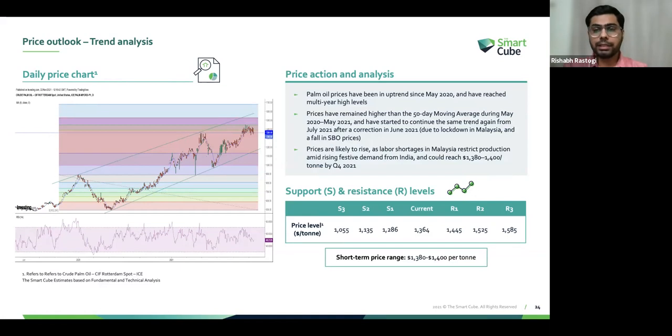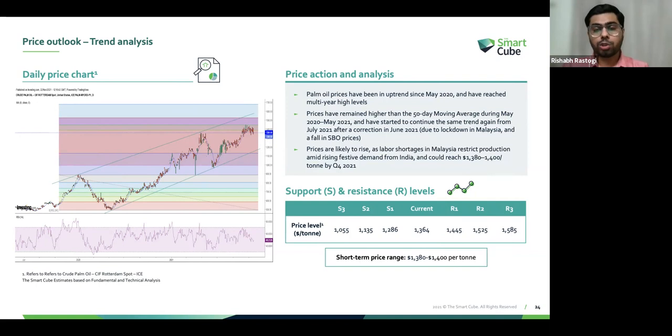Prices have consistently remained above the 50-day moving average since May 2020, with a brief correction in June, which happened due to lockdown in Malaysia that led to a decline in demand and a fall in soybean oil prices as there were some rains in the US, which led to expectations of better soybean crop. But prices are again moving above the 50-day average, as you can see in the technical chart that we have drawn on the left side of the screen.